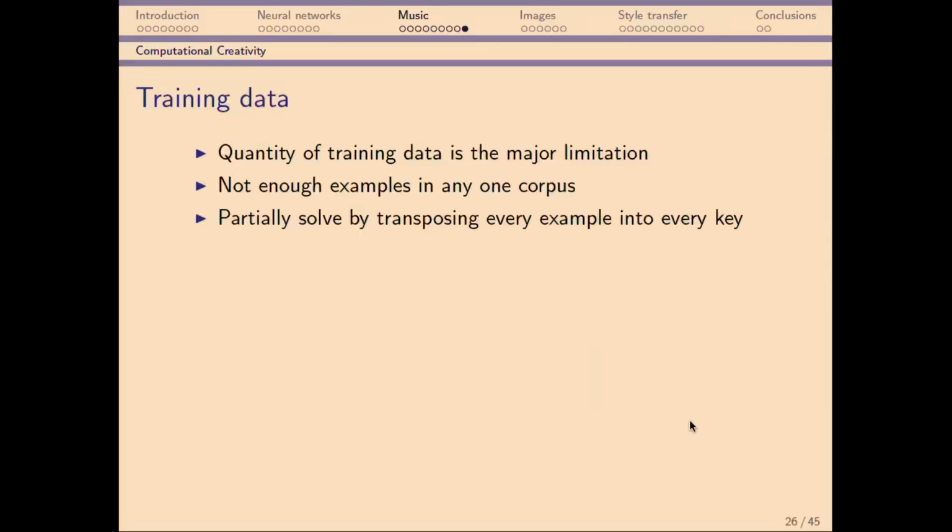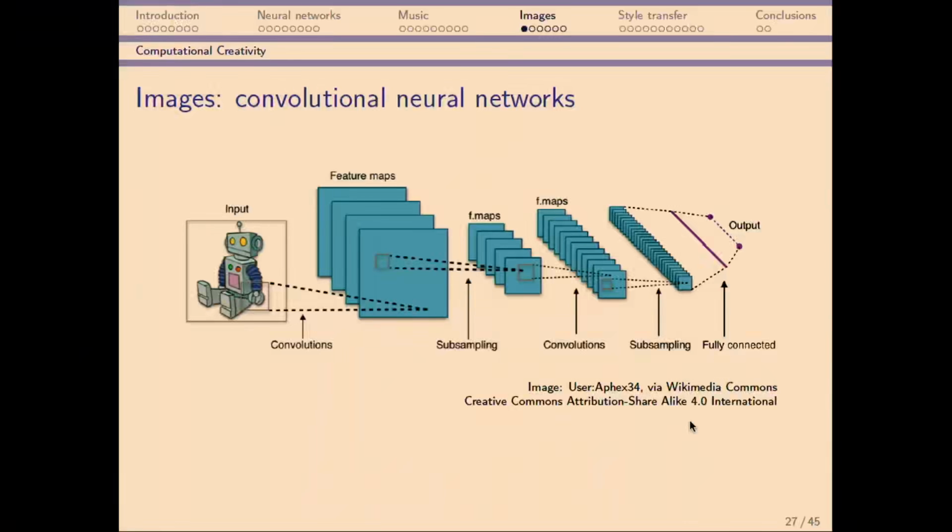One limitation in computational creativity in music is the quantity of training data available. This is really the thing holding composition up at the moment. In any one corpus, you have an order of magnitude too few chord progressions to extract the essence of that corpus. But another area that doesn't have this problem is computer vision and image processing. Here we have orders of magnitude more training data, and we get a lot more successful results as a result.